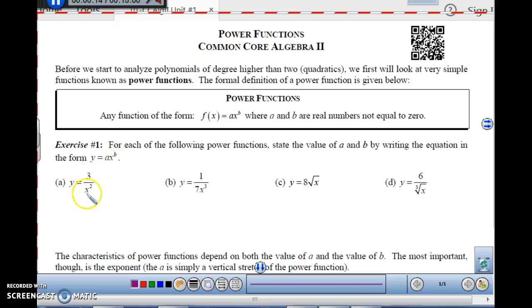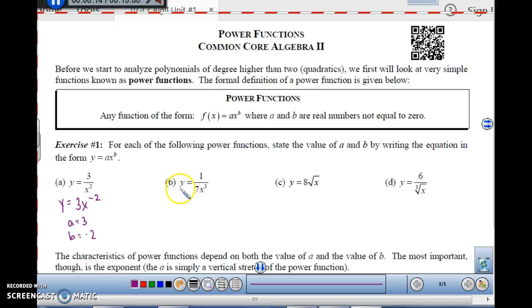So y equals 3 over x squared. How could we get this so that the x is up next to the 3? Well, if we move the x up, that's going to give me y equals 3x, and it changes the exponent to negative. So this is 3x to the negative 2. So that means that a is 3 and b is negative 2.